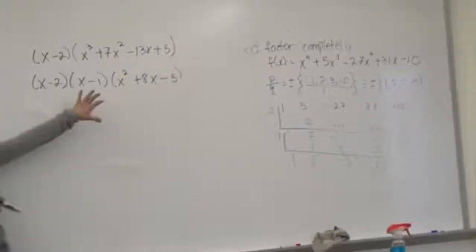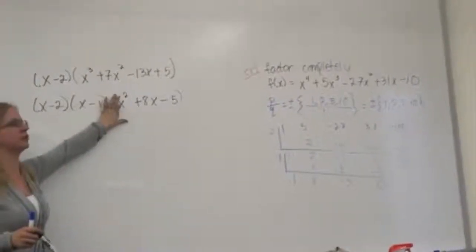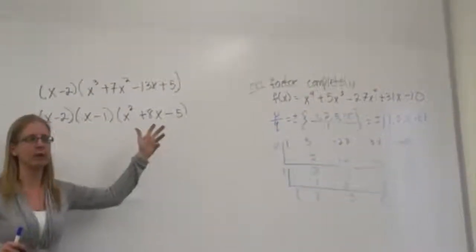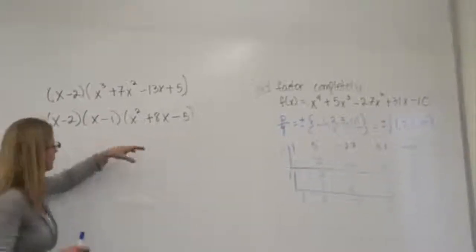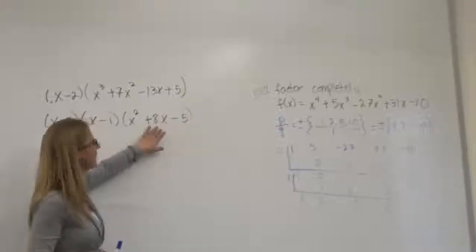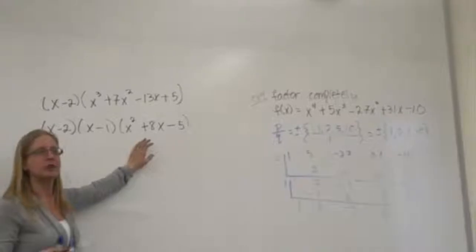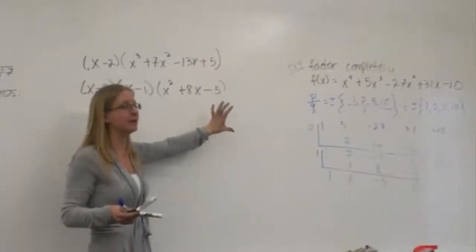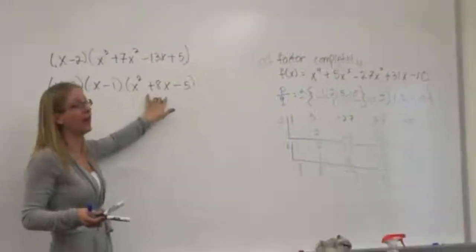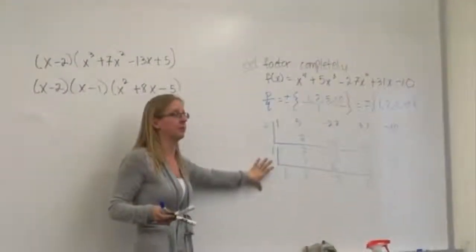So then you could continue to do synthetic division, right? You could. But now that I'm down to a quadratic, you can just factor normally. Once you're down to a quadratic, try to factor it normally. Give it a shot. Anything that multiplies to -5 and adds to 8, does it work? Okay, well, I gave it my best go. So then what? I could do synthetic division. I'm not going to. Because when it doesn't factor the way you know how, synthetic division wouldn't work either.